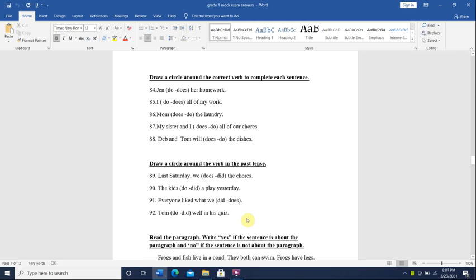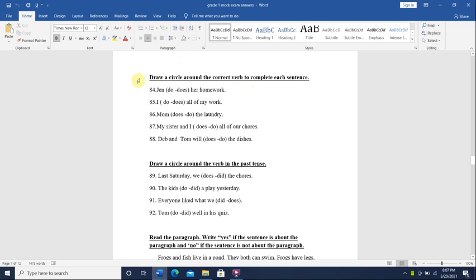Alright guys, so today we will continue completing the mock exam starting from page 7. Okay, so it says here, draw a circle around the correct verb to complete each sentence. We will circle the verb for each sentence, okay? So we said we use do and does in the present tense, and we use did in the past tense, okay?